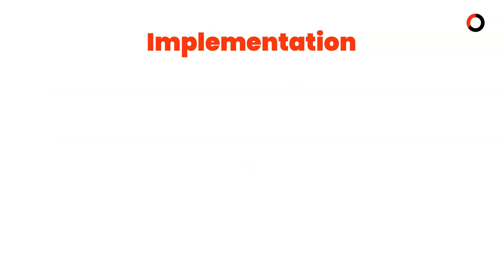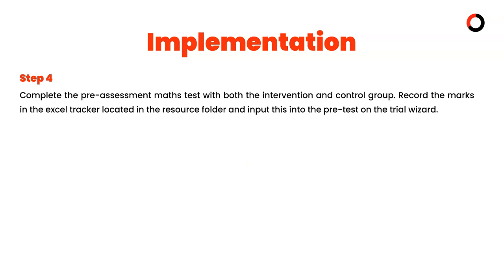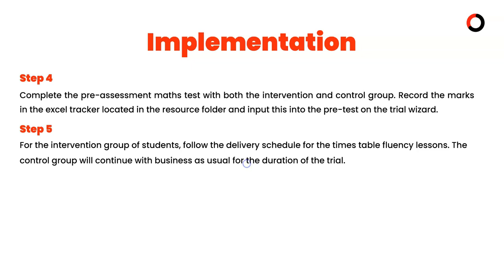So moving on to implementing this in your school. Step 4. Complete the pre-assessment maths test with both the intervention and control groups. Record the marks in the Excel tracker, which you'll find located in the resource folder, and input the scores into the pre-test on the trial wizard. For the intervention group of students, follow the delivery schedule for the times table fluency lessons. The control group will continue with business as usual for the duration of the trial.